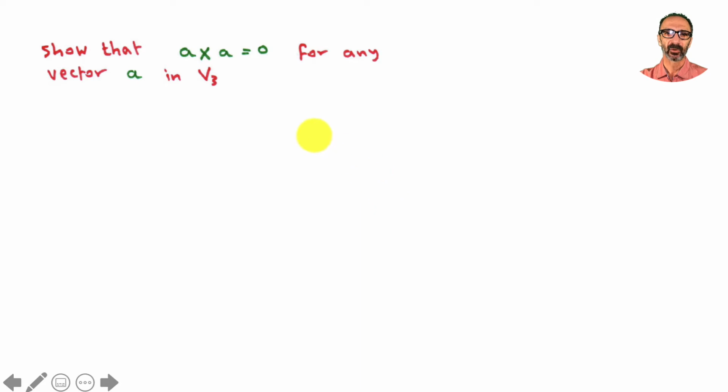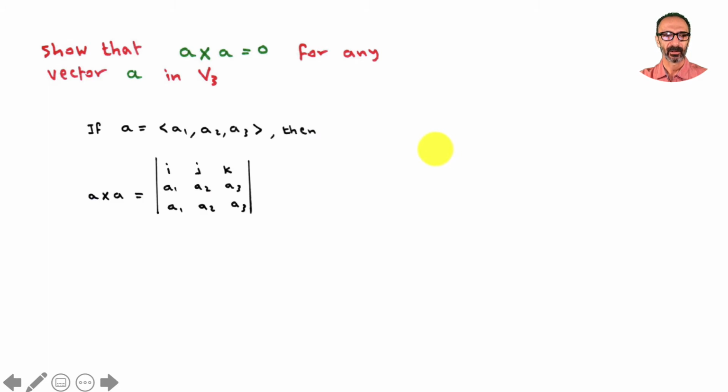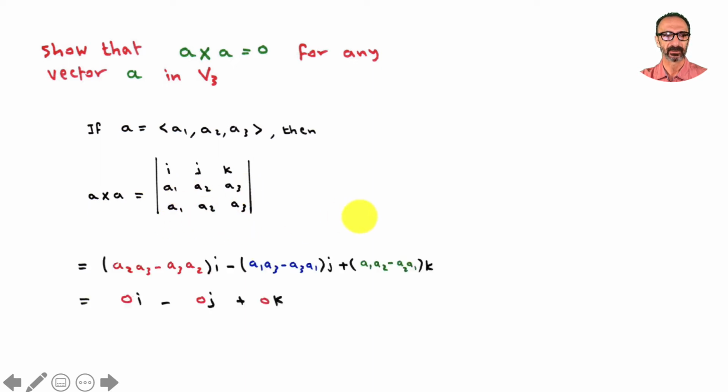Show that A cross A is 0 for any vector A in V3. Here's A. And if you want to do the cross product of A times A, I have it displayed twice. You do the math, and as you could see in different colors, I have 3 components, but A2, A3, and A3, A2 are the same. With the minus sign, they're gonna cancel. Same thing here, same thing here. So it is 0 for any vector multiplied by itself.